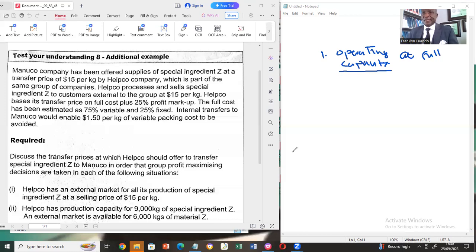If that is the case, then the transfer price will be the market price, less internal savings. The internal savings here refers to the costs that will be avoided because you are transferring within the organization, such as transportation, advertising, and bad debts. Those will be eliminated. Therefore, the units will be transferred to another division at the market price, less internal savings.